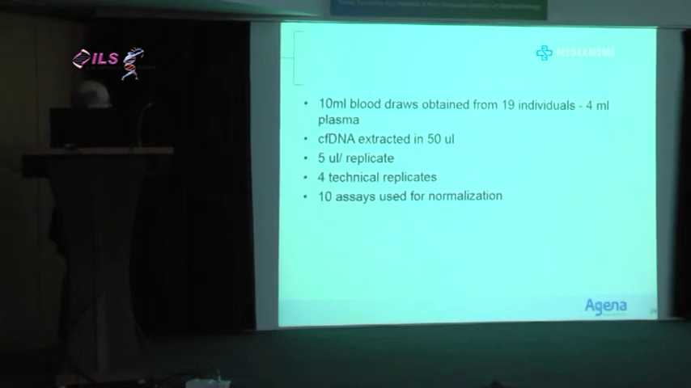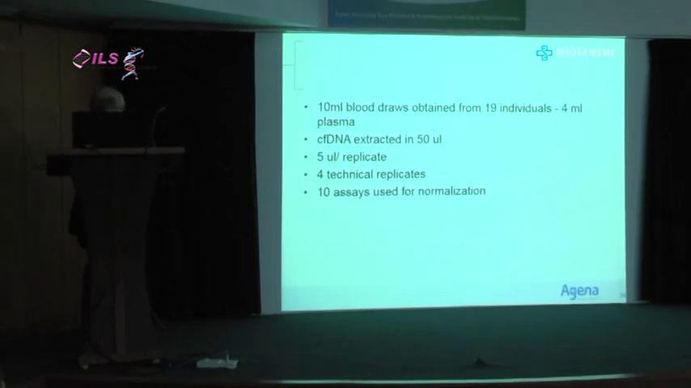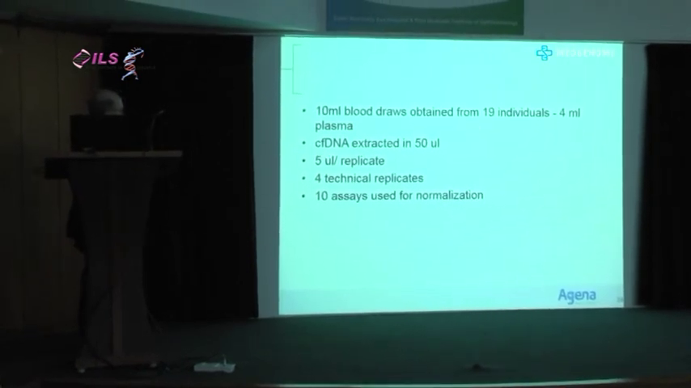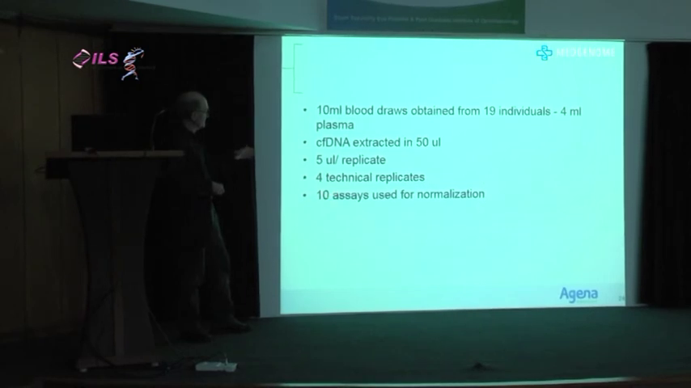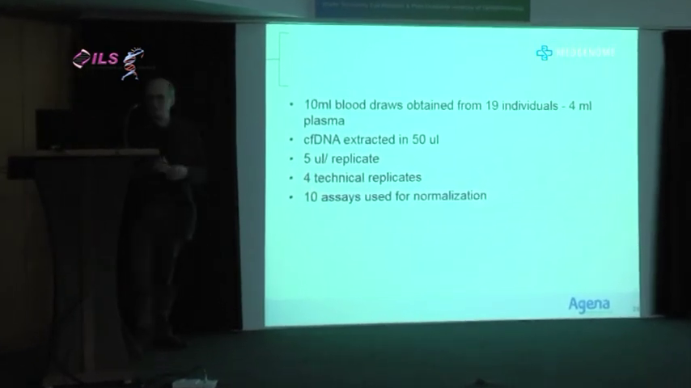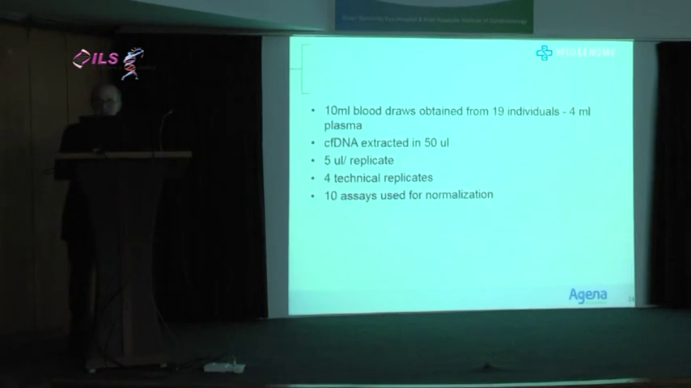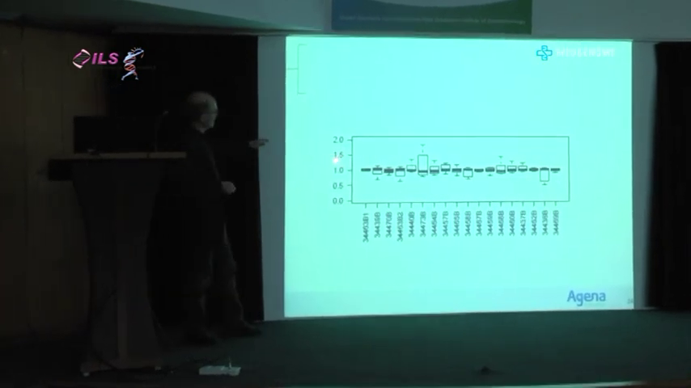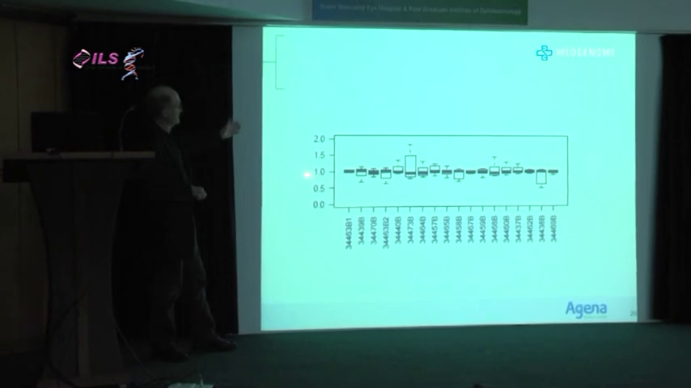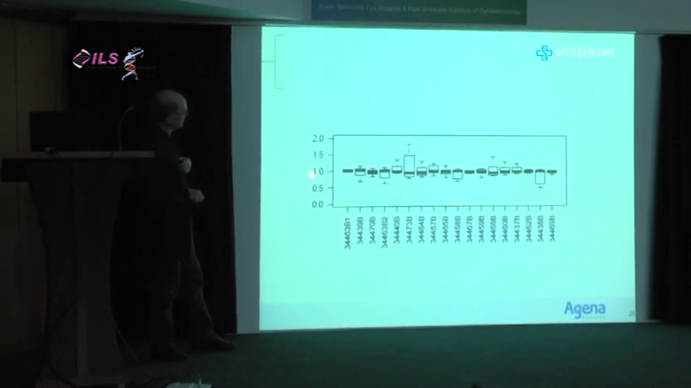So in this first sort of experiment, we looked at 19 different people. We had plasma from all of them, standard plasma DNA preparation. We did 4 technical replicates on each person, and we're going to look at 10 different mitochondrial assays, and I'm going to average them all together. Okay? So I've got 40 measurements on each person. And what I'm going to plot is the ratio of mitochondrial to nuclear DNA normalized to 1. It's actually around 1,000, but I've normalized it to 1 here, across 19 people.